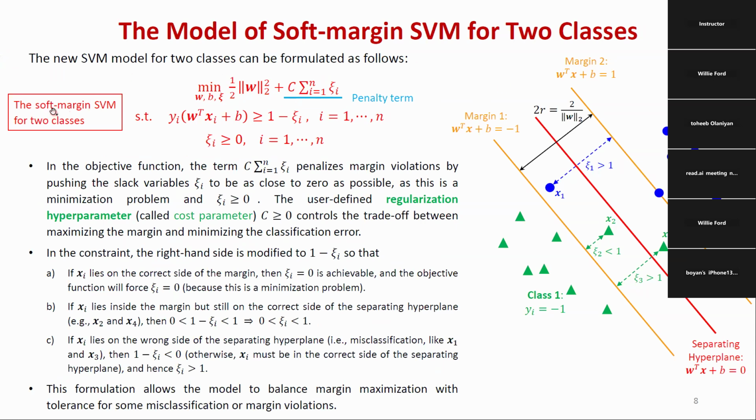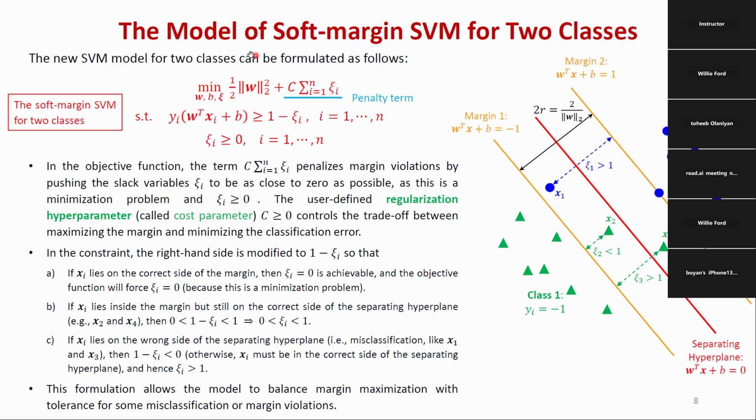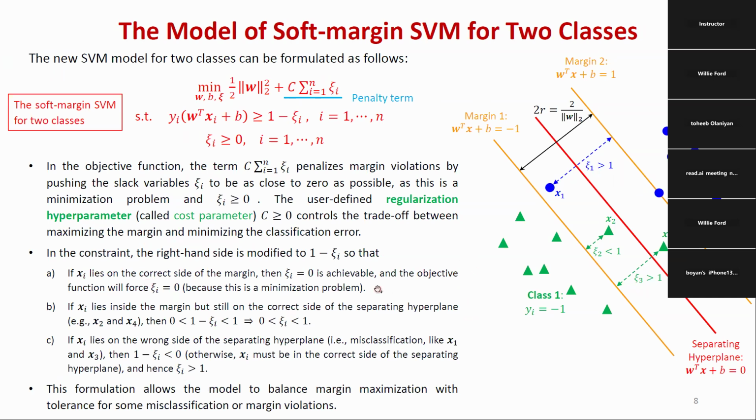And we name this model the soft margin SVM model. So, I just realized I moved this point a little bit. Sorry about it. So this is the thing. Okay, there's something I want to mention here. The purpose is to balance margin maximization with tolerance for some misclassification or margin violations. And this is controlled by what? C controls the trade-off between these two targets, which is to maximize the margin and to minimize the classification error.